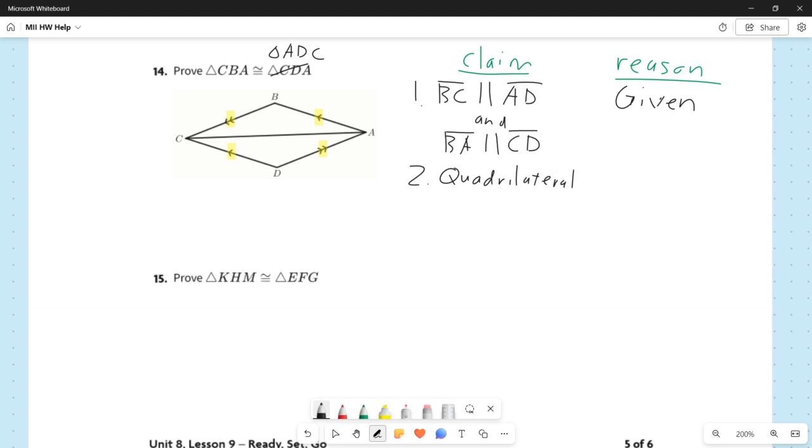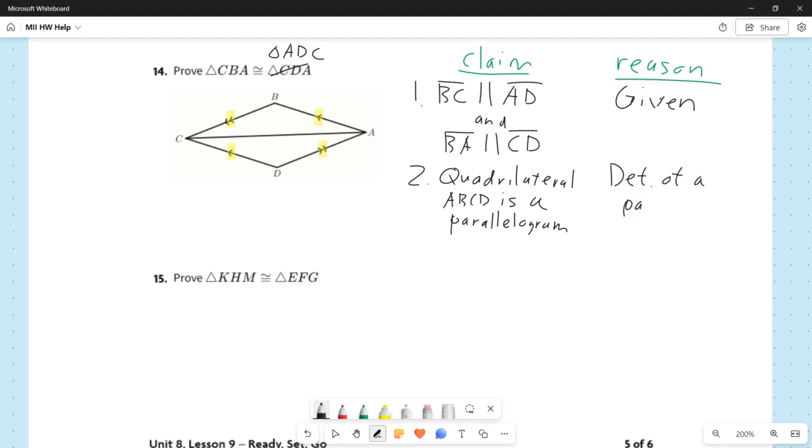quadrilateral ABCD is a... So quick check here. What is the name of a quadrilateral that has two pairs of parallel sides? That's right. It's a parallelogram. Good job. And the reason that we're allowed to say this is that this is the definition of a parallelogram.